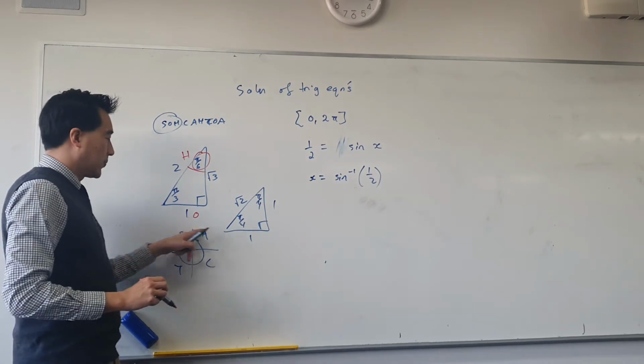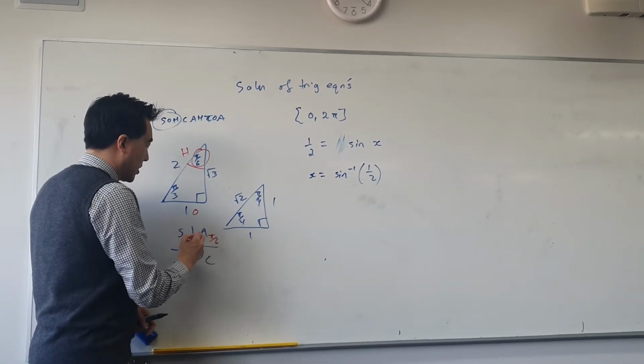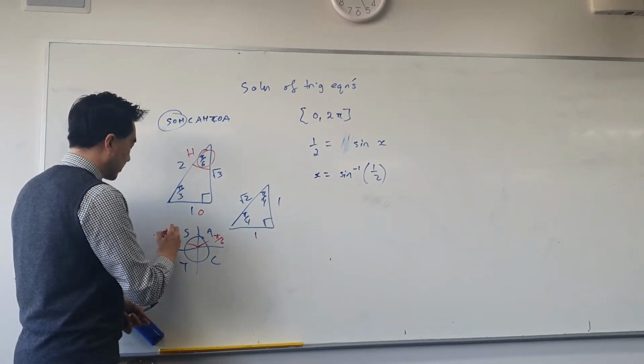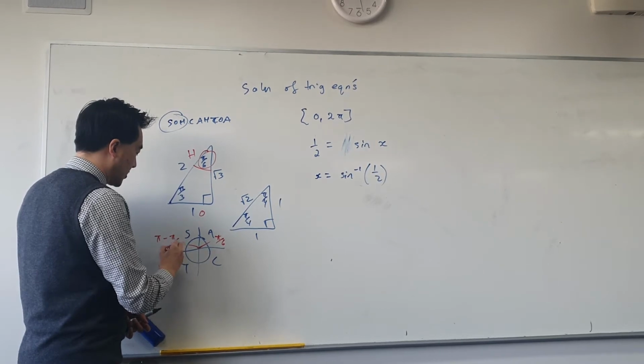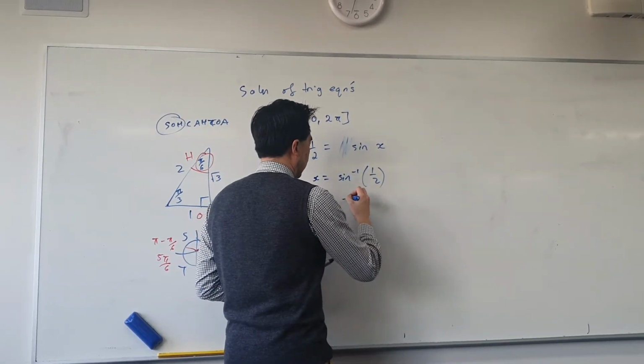Then we use the ASTC. Pi on 6 here is your first one. This one will be pi minus pi on 6, which is then 5 pi on 6. Those are your two angles.